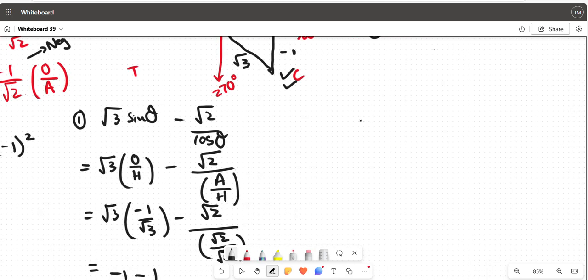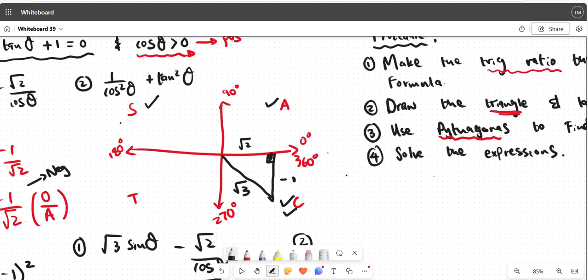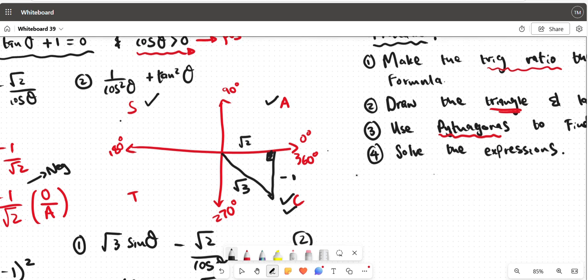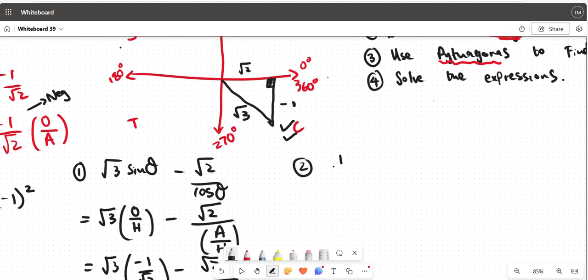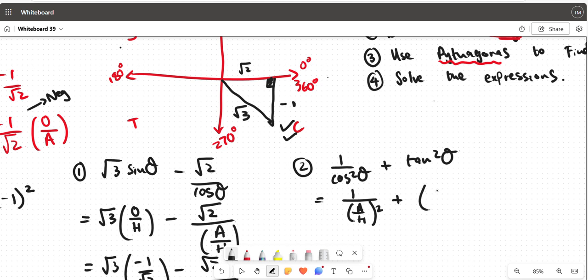I'm just going to move it this side. Number 2. The second question says, what is 1 over cos squared plus tan squared? 1 over cos squared theta plus tan squared theta. So let's follow the logic again. 1 over A over H, but this has to be squared, plus O over A, which is also squared.